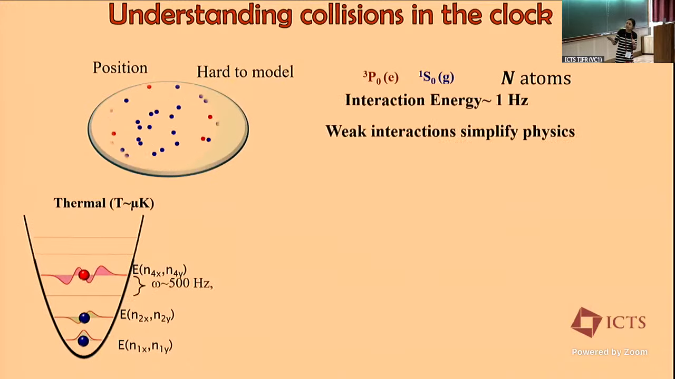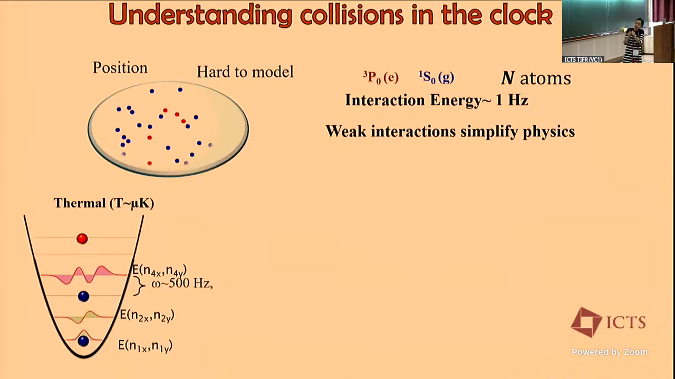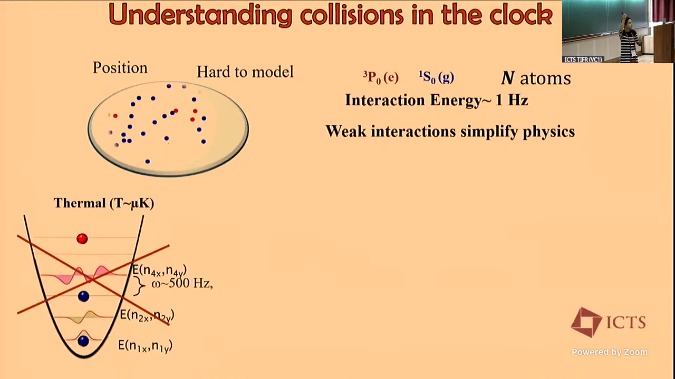The energy splitting, however, between the harmonic oscillator levels is of the order of 500 hertz. So much higher, much larger than the weak P-wave interactions. So this is where we are going to notice that collisions, because the weak P-wave interactions cannot change the energy levels of the atoms in the harmonic oscillator because it costs too much energy.